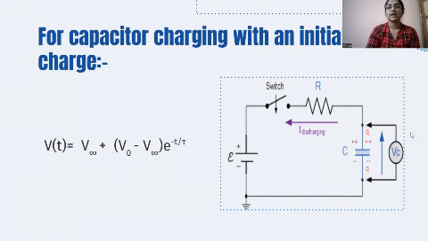Now, if we have a question where the capacitor is charging and it already has an initial charge, we can still get the voltage equation for this circuit when the switch is closed. And the voltage is given by V infinity, where V infinity denotes the voltage at steady state, plus V naught minus V infinity into e power minus t by tau, where V naught is the initial voltage across the capacitor.